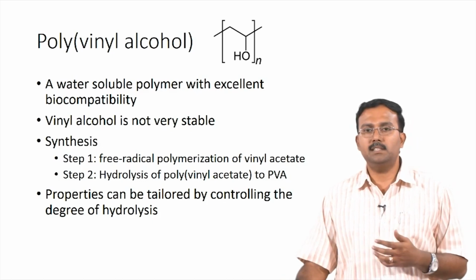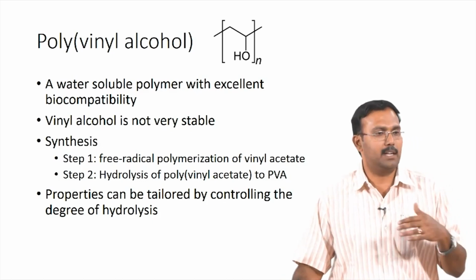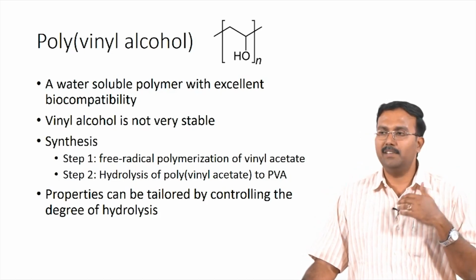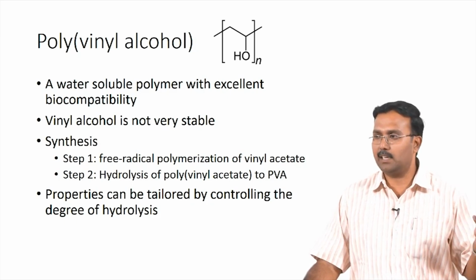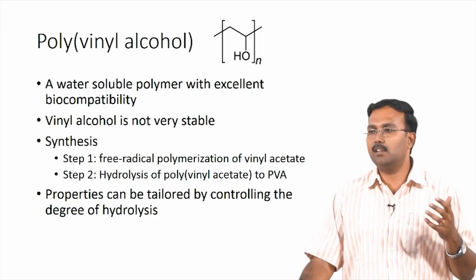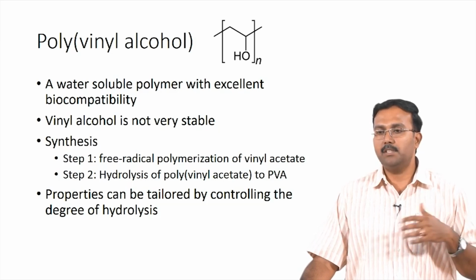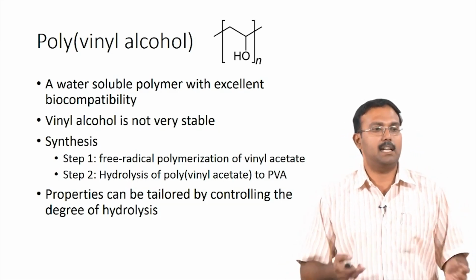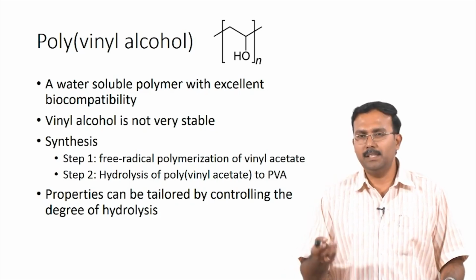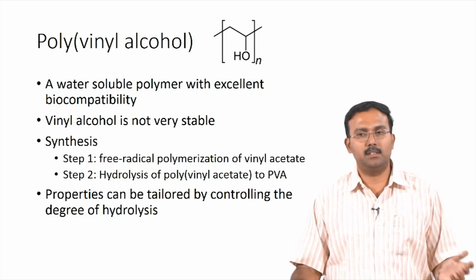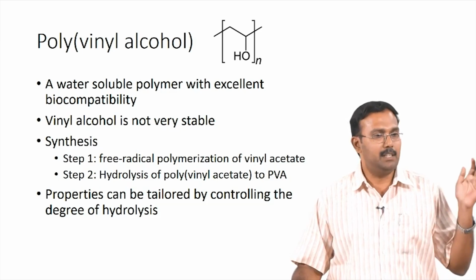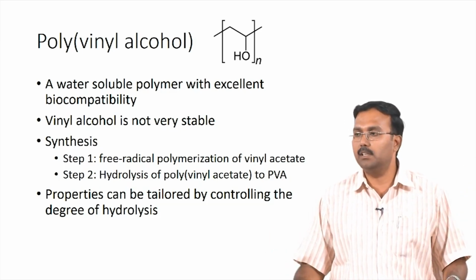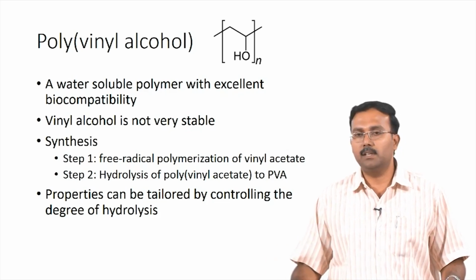So, this hydrolysis actually can be controlled. You can have varying degrees of hydrolysis. Just like how you have varying degrees of deacetylation for chitosan, you can have varying degrees of hydrolysis for PVA, and based on the degree of hydrolysis, the mechanical and the physical properties can actually be different. So, it has been used in many applications. There are actually review articles which talk about PVA for tissue engineering applications. You can go and read it up. It is done for many different things.